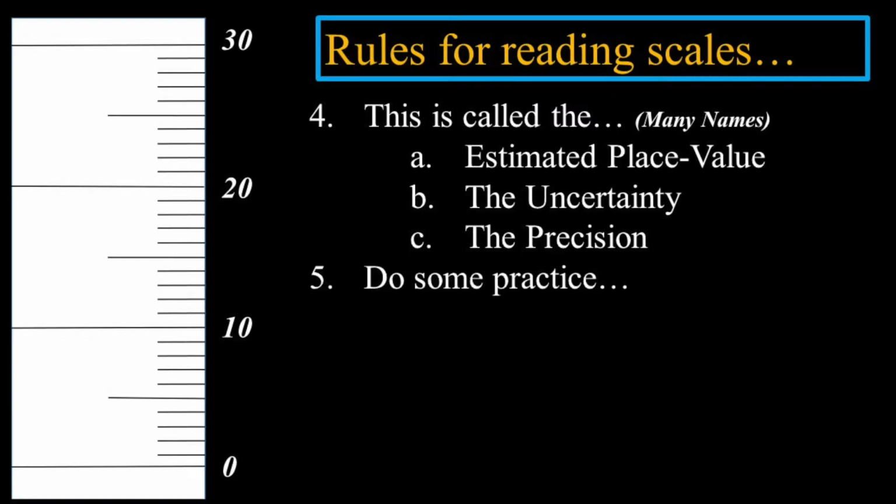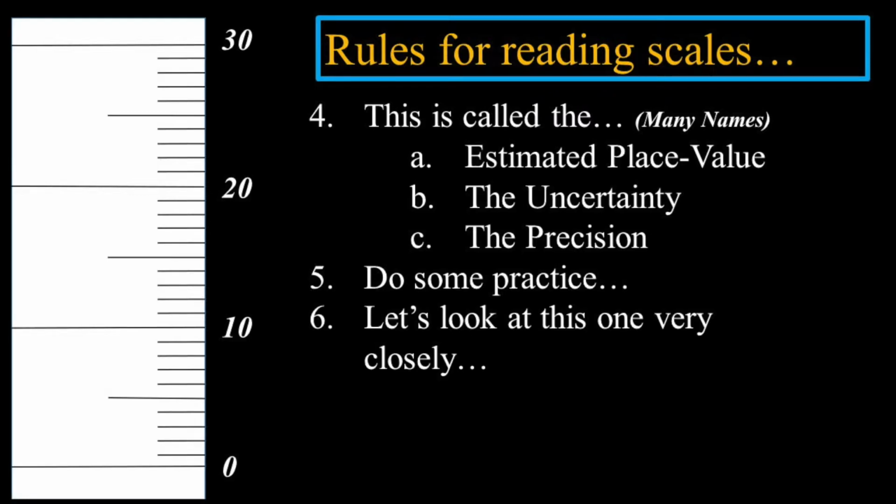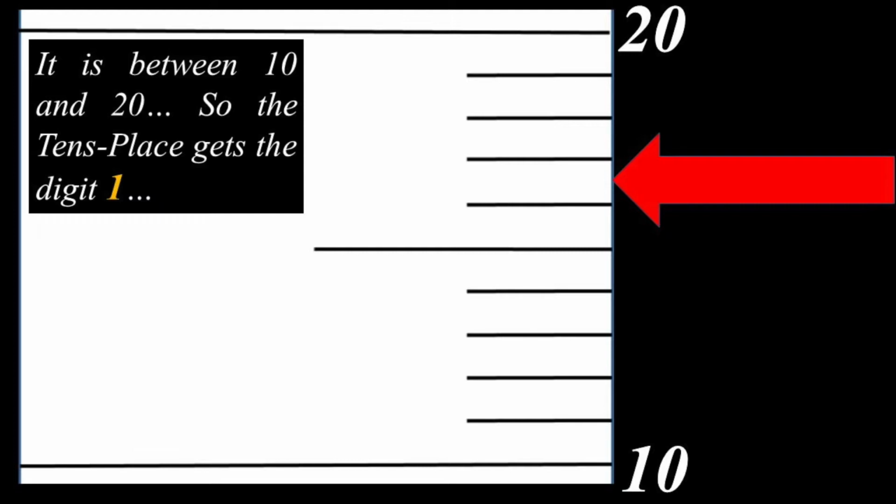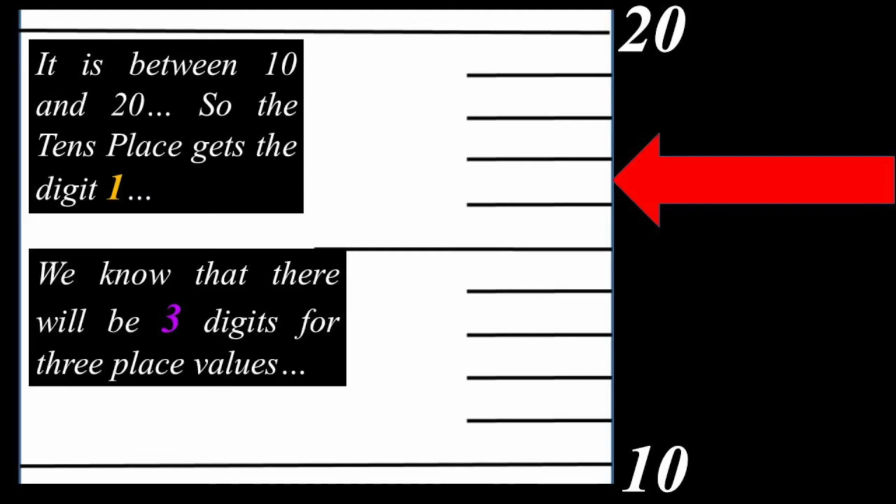Okay, now we're going to do some practice. Let's look at this one very closely. Here it looks like halfway between the sixth and seventh graduation. Okay, so we know that. Let's look at this closely. Now, many of you can figure this out pretty carefully, and you'll know that it's going to be 16.5.